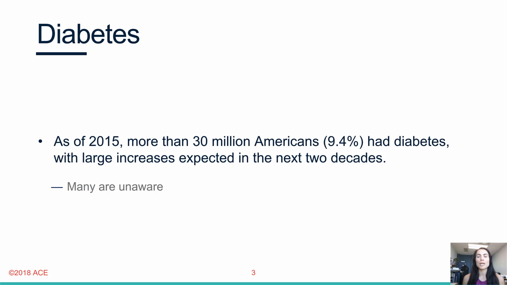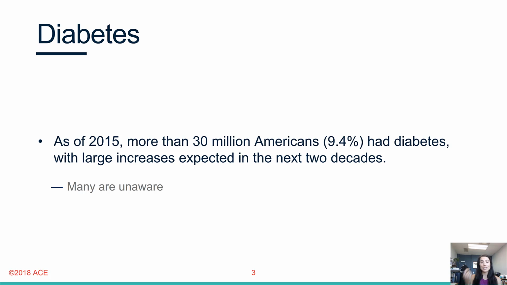So let's just start with a big picture, right? As of 2015, so not too long ago, more than 30 million Americans, which represented just less than 10% of Americans, had diabetes, with large increases expected in the next 2 decades. And what's even scarier is that many people are unaware that they have diabetes. So approximately 7.2% of American adults were not aware, as of 2015, that they had diabetes.